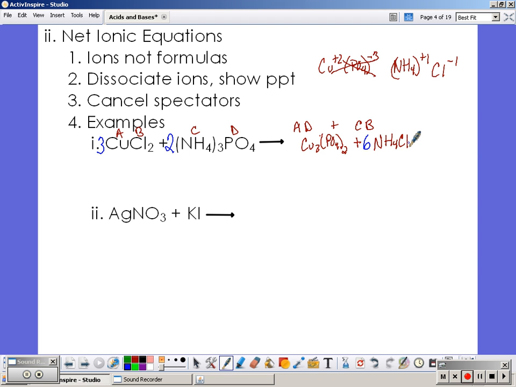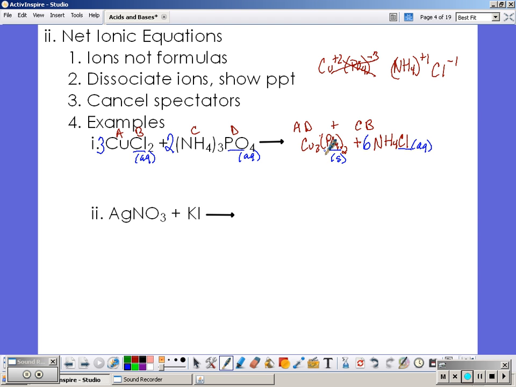Now I look at my solubility rules for chlorine. All chlorides are soluble except silver, lead, or mercury, so this is going to remain soluble or aqueous. Over here, all chlorides are soluble except silver, lead, or mercury, so this also remains aqueous. Then I'm going to look at my phosphates. All phosphates are insoluble except with group 1 and ammonium. So here I'm with ammonium, so this is now aqueous. Over here I'm not with an exception, so this is going to remain my solid. So my precipitant is copper phosphate, copper 2 phosphate.